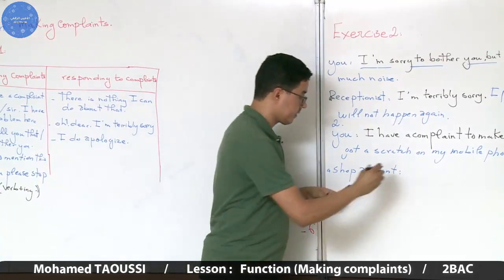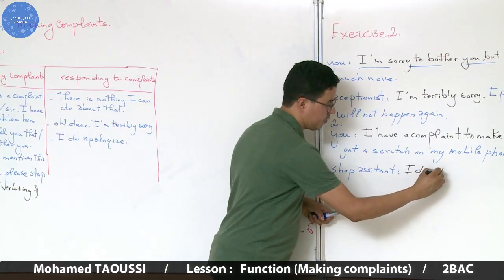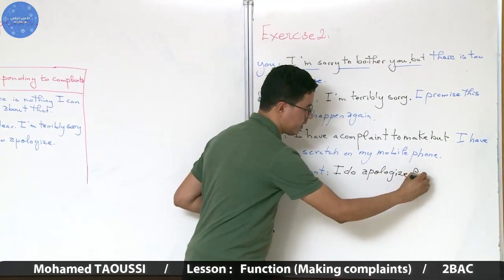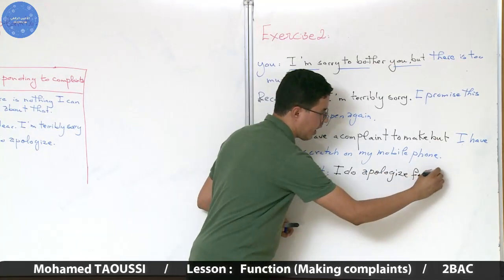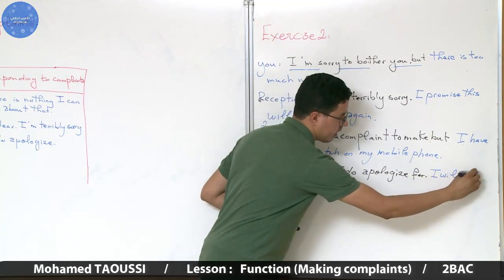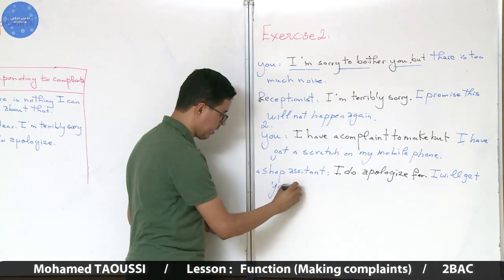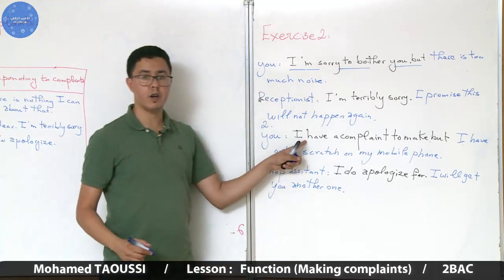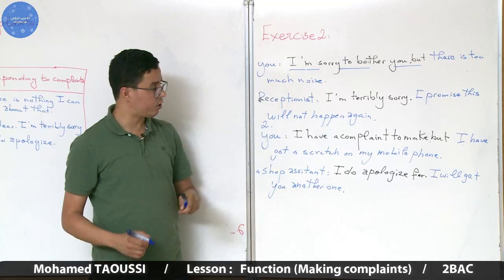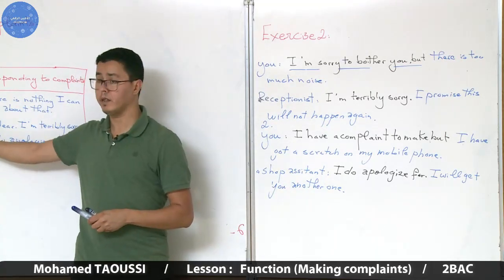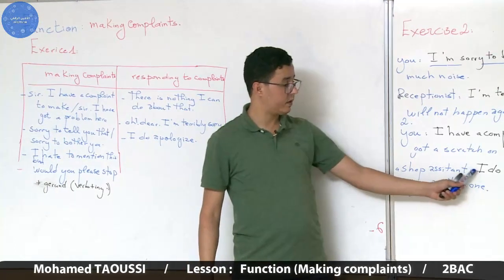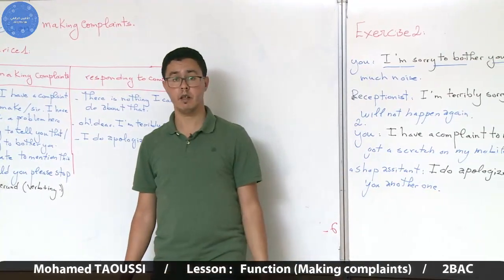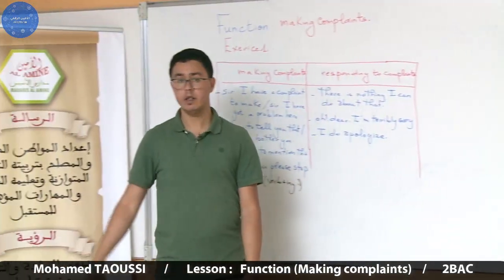We can say, I do apologize for. I will get you another one. So here you are complaining by saying I have a complaint to make, and the shop assistant is responding or apologizing by saying I do apologize for. Next one, the last one.